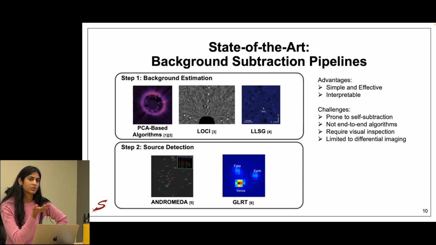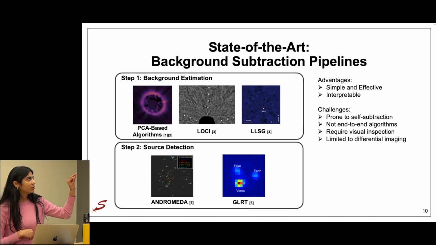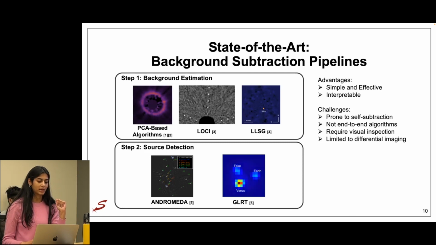The two main ones are Andromeda, which uses a maximum likelihood approach. And then we have the GLRT, which is the only starshade-specific source detection algorithm, and that uses the generalized likelihood ratio test.